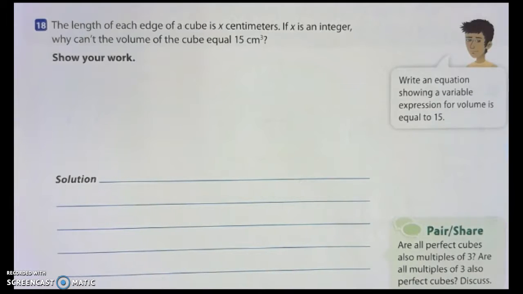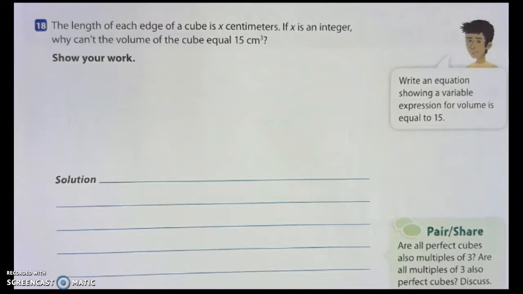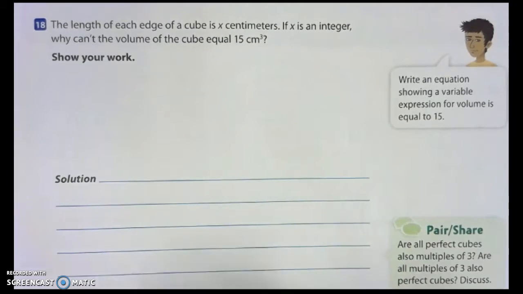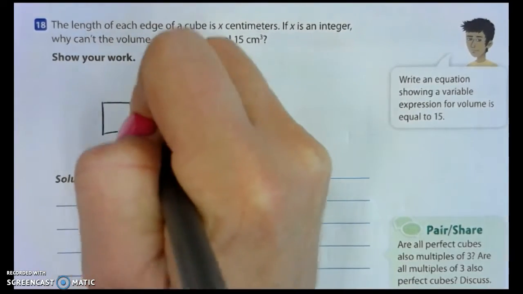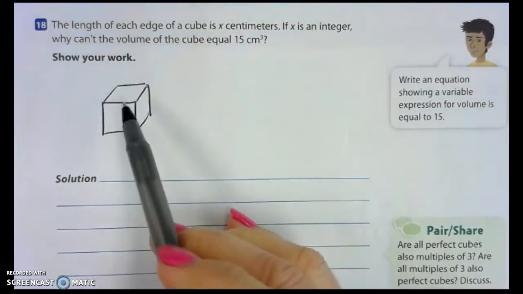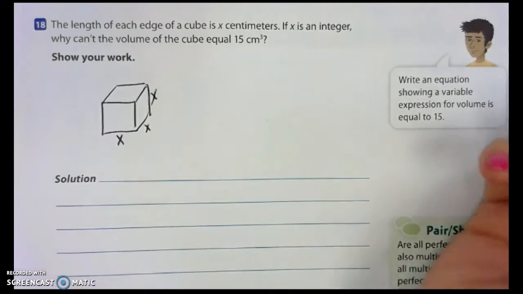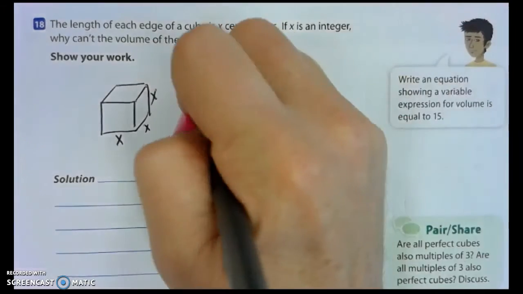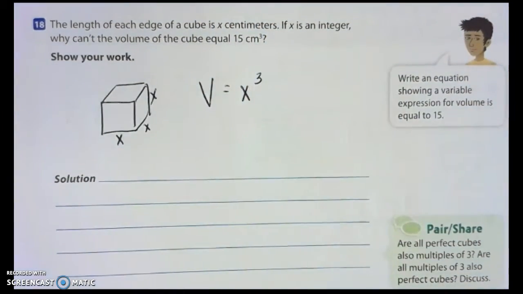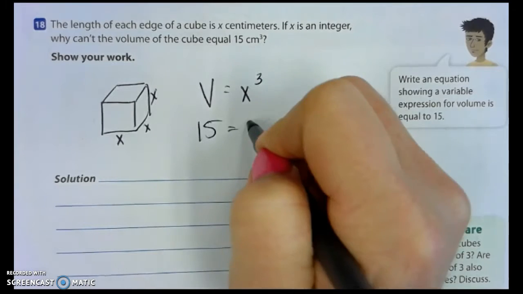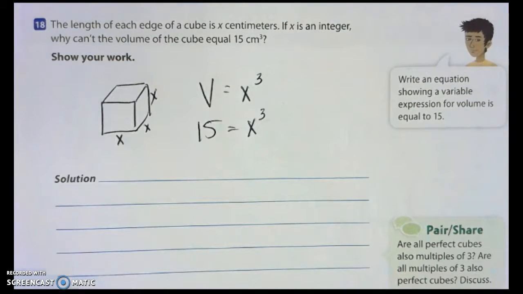The length of each edge of a cube is x centimeters. If x is an integer, why can't the volume of the cube equal 15 centimeters cubed? Now, we're talking about a cube again. And they're telling you that the length of each side is x. So all three of those would be x. Now, volume would be equal to x cubed. They're saying, why can't that volume be equal to 15?